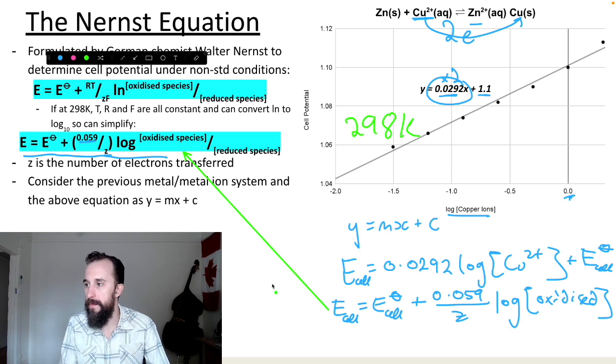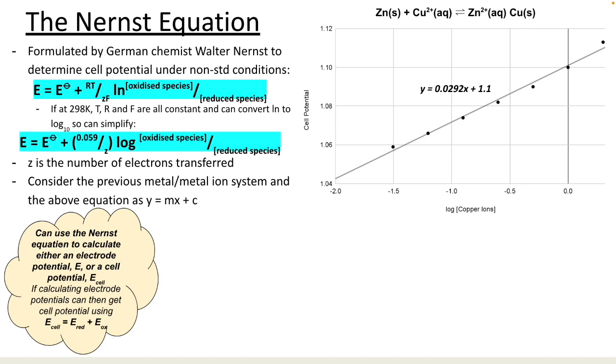Cool. All right, what next? We can use the Nernst equation to calculate either an electrode potential, E, or a cell potential, E cell. So I was very much doing that to get the E cell up here. If you're calculating a reduction potential, you can still get the cell potential, but you'll have to get the reduction potential under non-standard conditions, potentially the oxidation potential under non-standard conditions if you have it, and then you can add them together to get our cell potential.